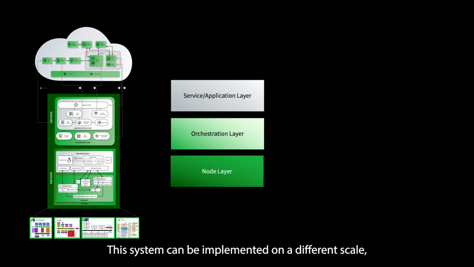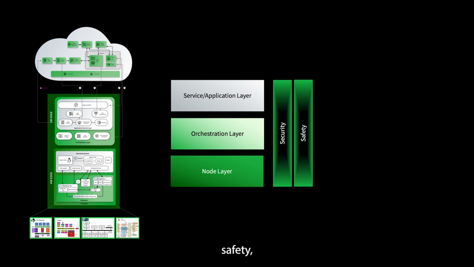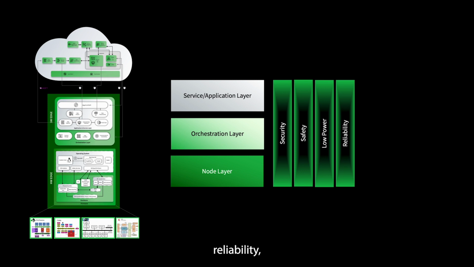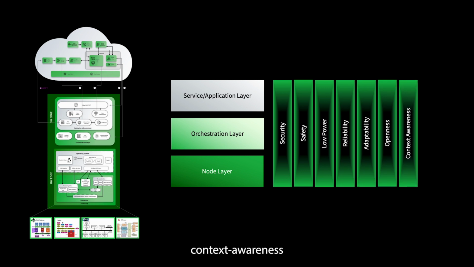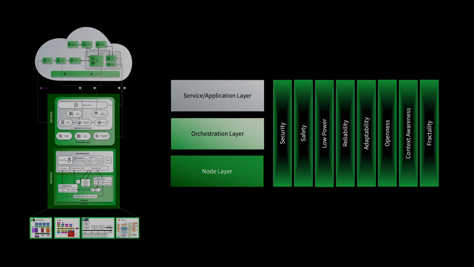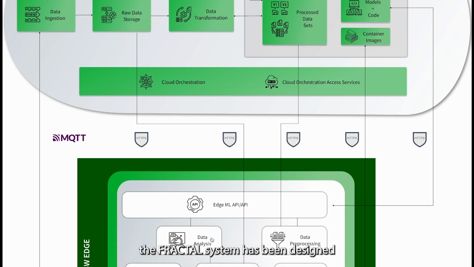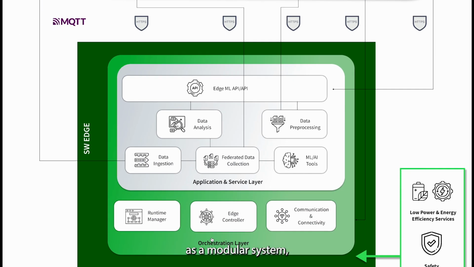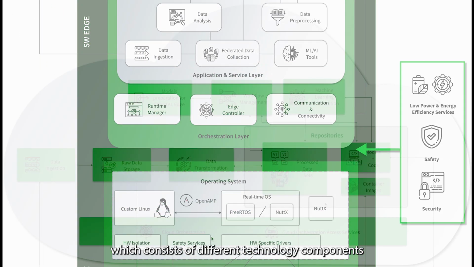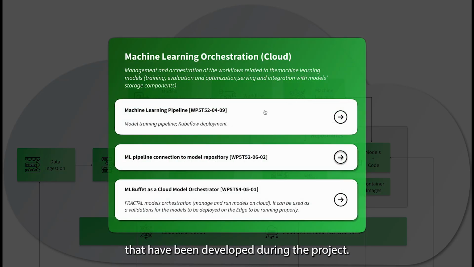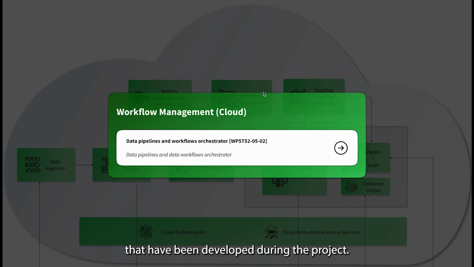This system can be implemented on a different scale, and its main features include security, safety, low power, reliability, adaptability, openness, context awareness, and fractality. To enable these characteristics, the FRACTAL system has been designed as a modular system, which consists of different technology components that have been developed during the project.